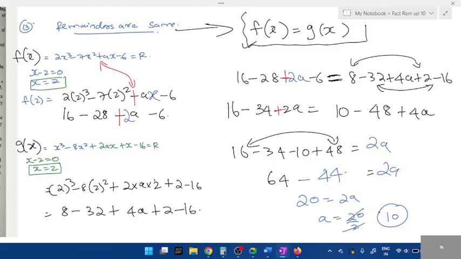Okay, previously, because of that mistake, you could have got a negative number or fraction. No problem. This is the answer. A is equal to 10.